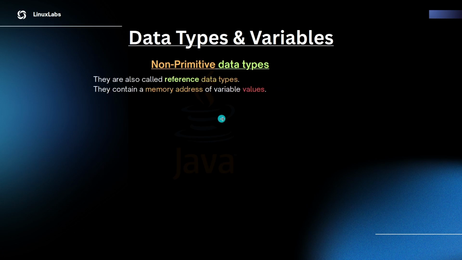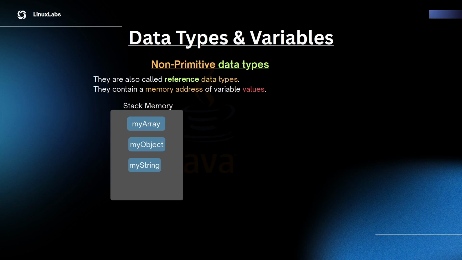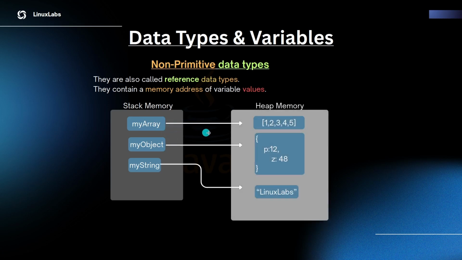Those are primitive data types, and next we have the non-primitive data types. These are also called reference data types because they reference somewhere in memory. They act as pointers, and they contain a memory address of a variable value. There are two types of memory in Java. We have the stack memory, and then we have the heap memory. In the stack memory is where primitive data types are stored. The non-primitive data types, like an array, an object, and also a string, instead of storing their values inside the stack memory, store their values in another section of memory called heap memory.